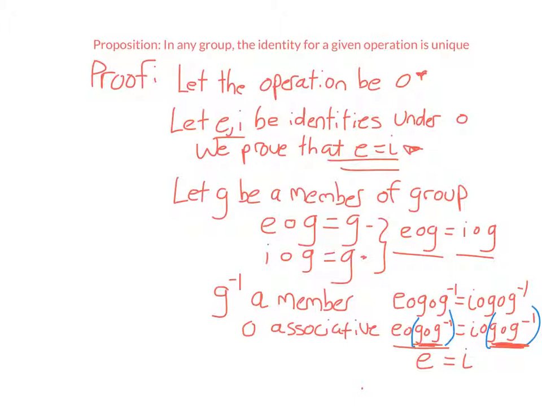It could be addition, multiplication, whatever. This same logic and same proof works. Similarly, because I used E, I, and G, they can be any elements of the set, and this logic will work. So this has proved it for any group and for any operation.